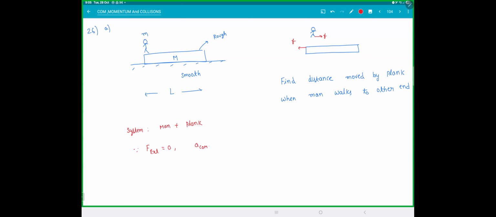Since F external is 0, acceleration of center of mass is 0. Therefore, velocity of center of mass is constant. In this problem here, velocity of center of mass is 0 because it is at rest. Therefore, the center of mass of the man and the plank should not move. So man can walk, plank can go, but the center of mass of both of them will not move. So it doesn't matter. Let the man dance there, jump or do anything, the center of mass of the system will remain the same. That means delta x center of mass is 0.